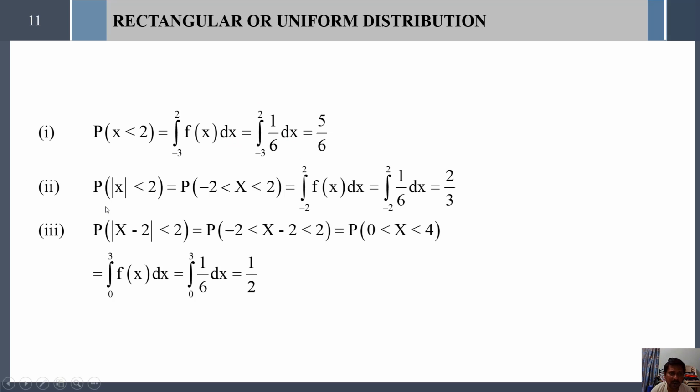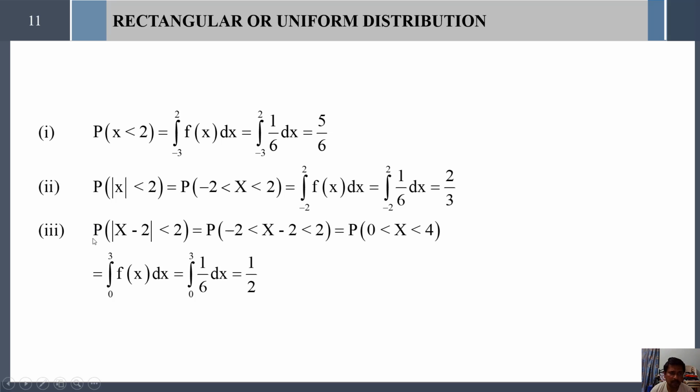And next, probability of modulus x is less than 2. So probability of modulus t less than m means t lies between -m to +m. That's all. So modulus of x less than 2 means x lies between -2 and +2. Therefore, the lower limit is -2 here and the upper limit is +2 here. The f of x value as usual is 1 divided by 6. Therefore, integral -2 to +2, 1 divided by 6 into dx. Integrating this factor, we can get 2 divided by 3.